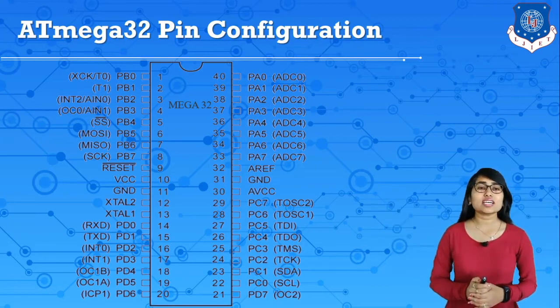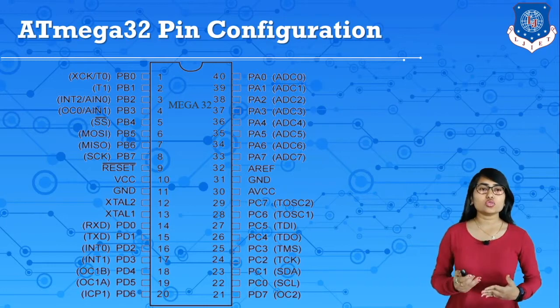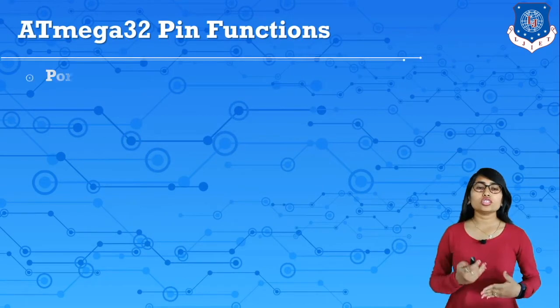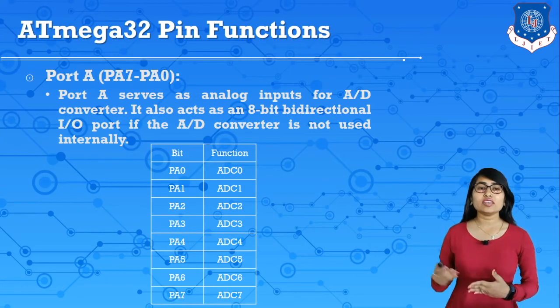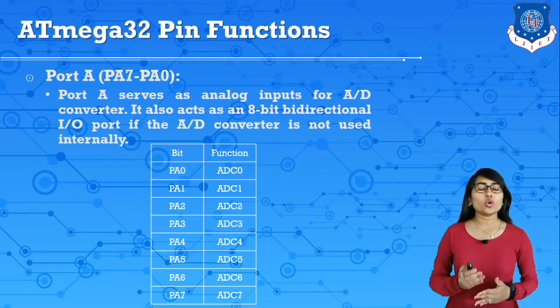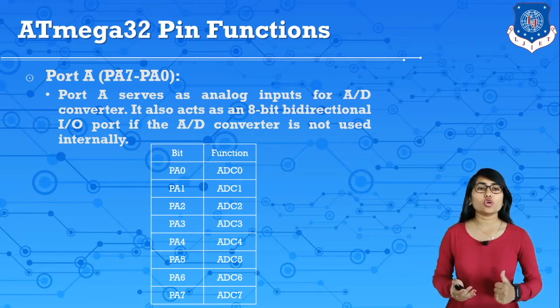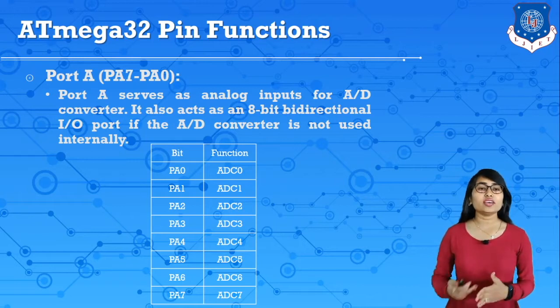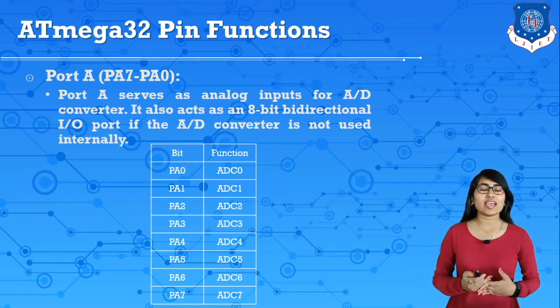Now let's discuss all the pin configurations one by one, starting with port A. This port A has 8 bits, PA0 to PA7. Port A serves as an analog input for the A to D converter. If this A to D converter is not used, then port A also acts as an 8-bit bidirectional input output port.